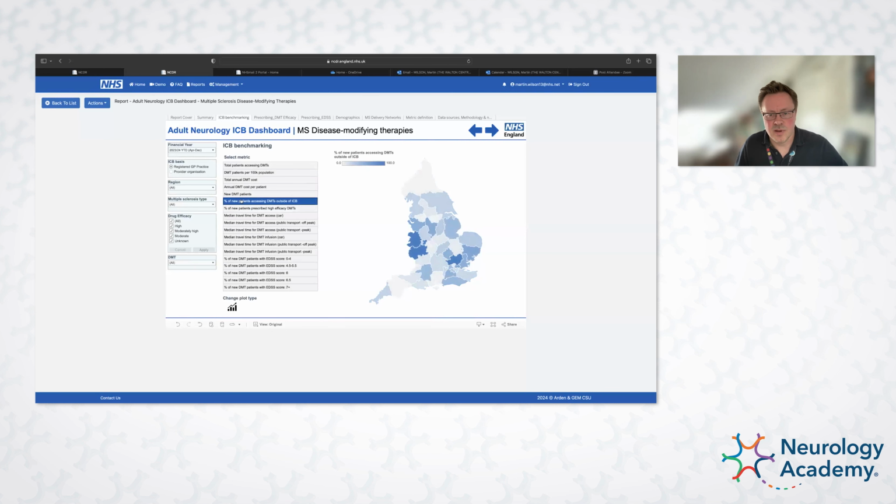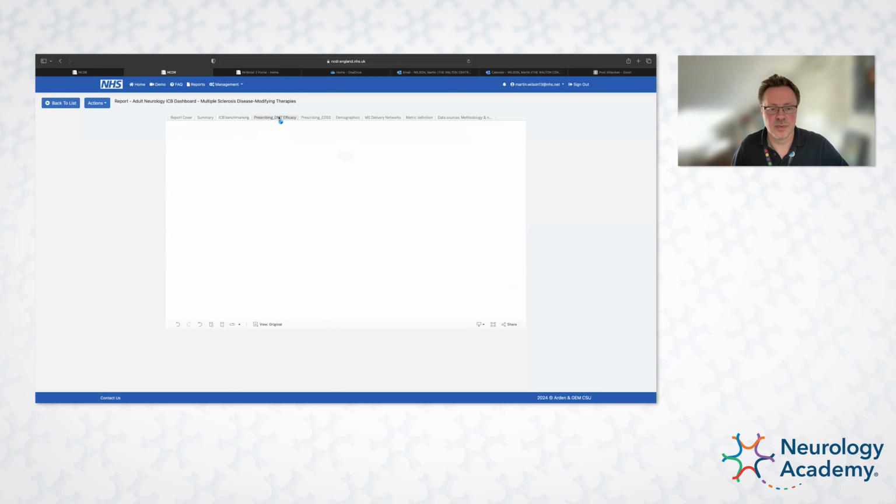For example, you can look at areas where there are patients accessing DMTs outside of their ICB. Sometimes that might be exactly what you'd expect, but quite often this is telling us that there are areas where there's a lack of service and therefore they're less likely to access that sort of treatment. So the areas here are probably not surprising to those familiar with services and how they're organised.